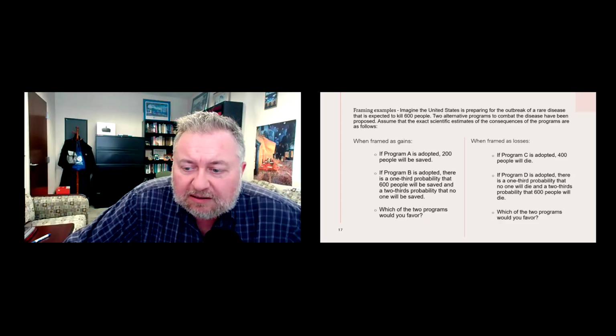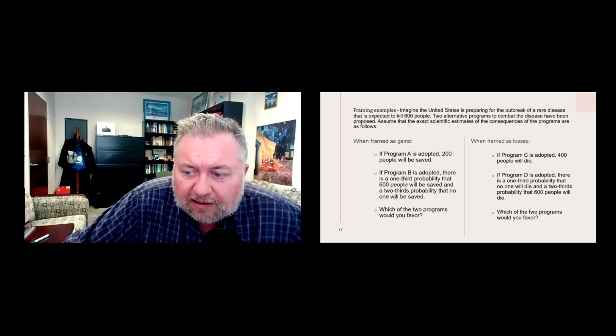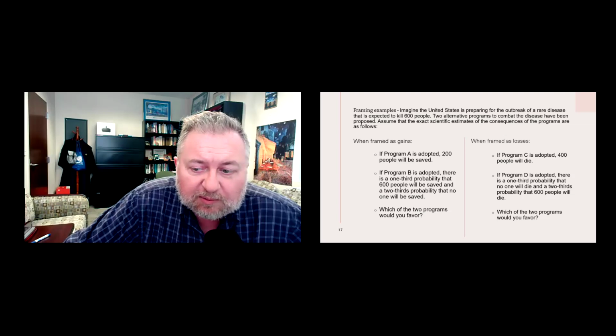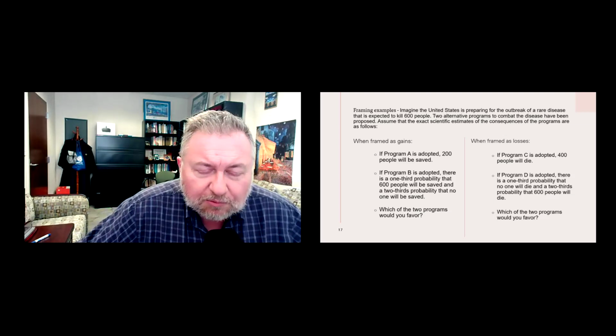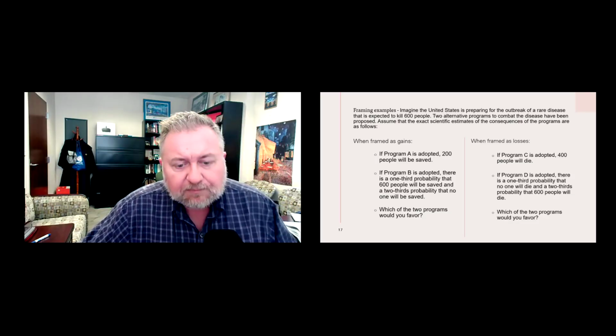Now, for program D, what we have here is a very similar kind of probabilistic statement. If program D is adopted, there's a 1/3 probability that no one will die and a two-thirds probability that 600 people will die.